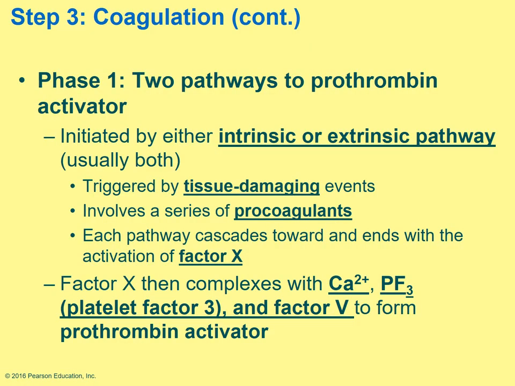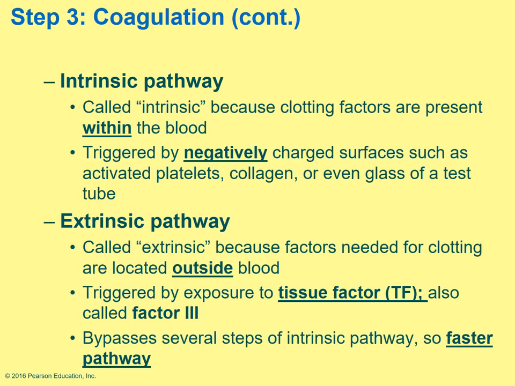With coagulation, phase 1, there are 2 pathways, either intrinsic or extrinsic. Usually it uses both. It's triggered by damage to the tissue, and it involves a series of procoagulants. You're going to end up with factor X that forms a complex with calcium, platelet factor 3, and factor 5 to form prothrombin activator. Basically, both of these are going to end up working together.